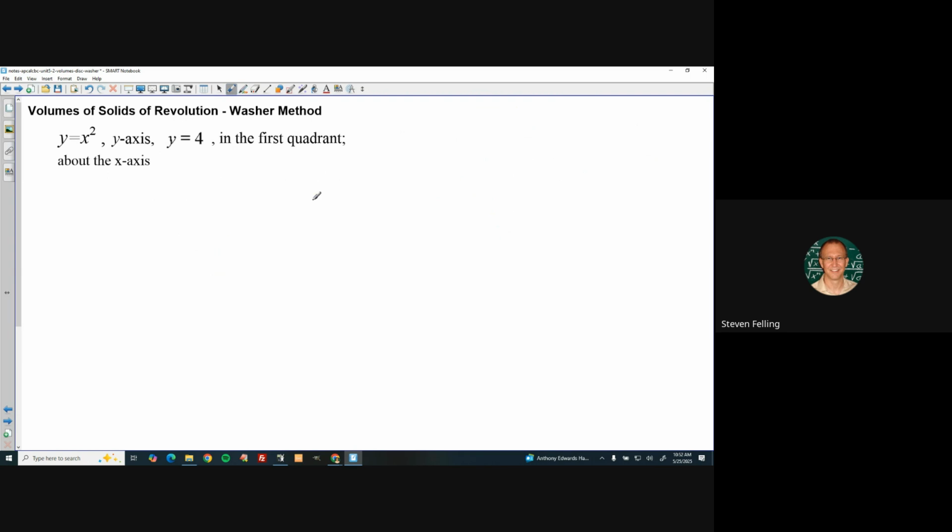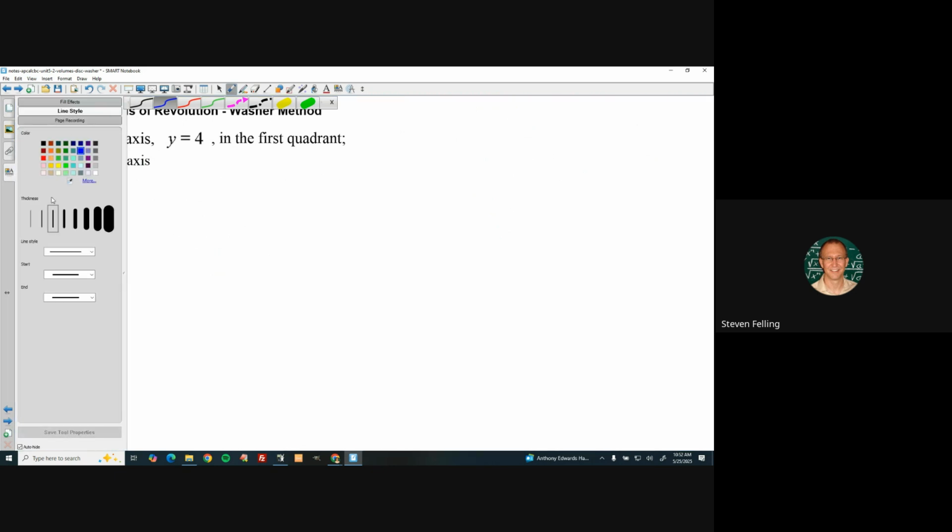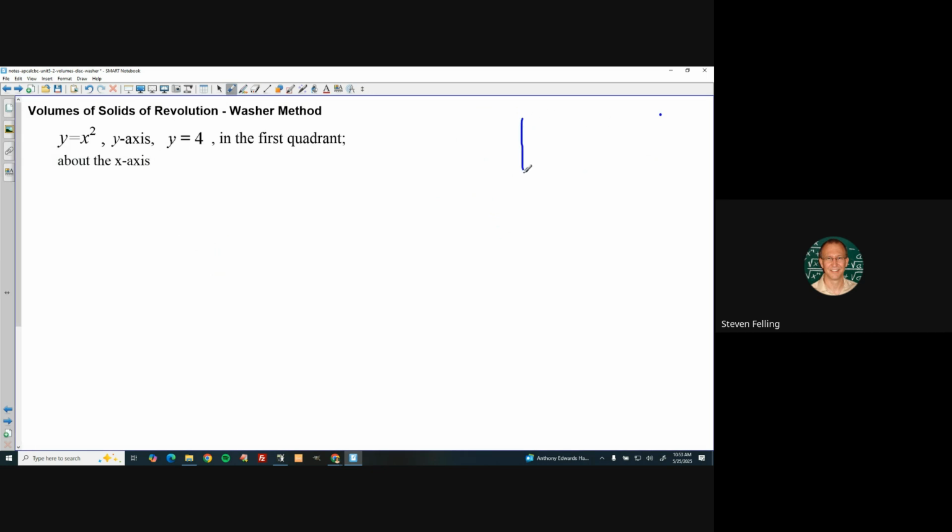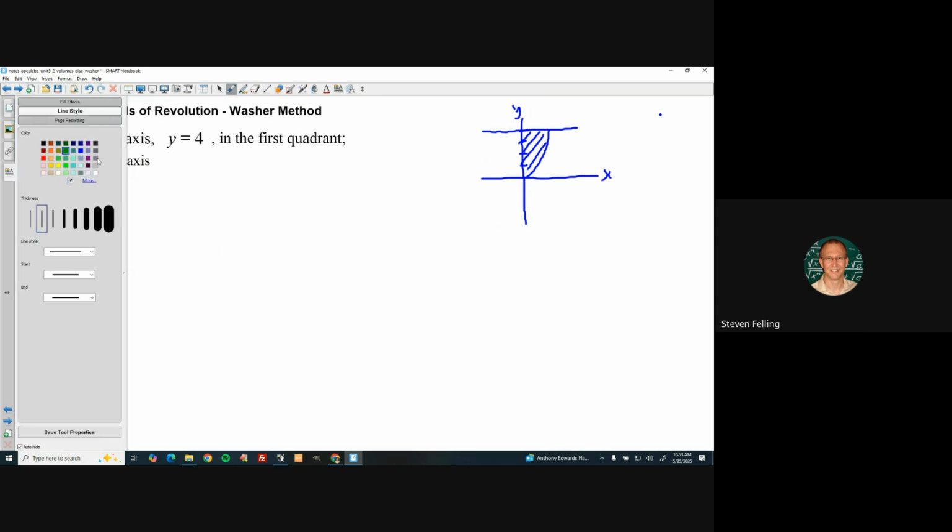Okay, let's take a look at this next one. This next one says, same setup, except we're going to rotate around the x-axis. So let me repeat the graph here. All right, so we've got that same setup here. We've got y equals 4. Got the parabola in the first quadrant here, that's this. But this time, we're rotating around the x-axis.